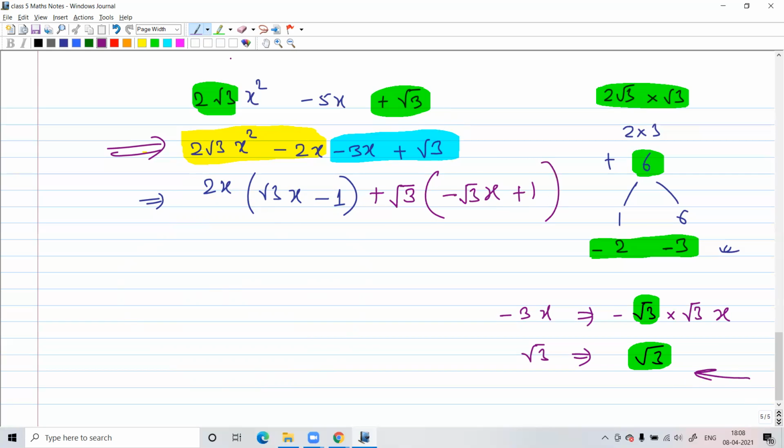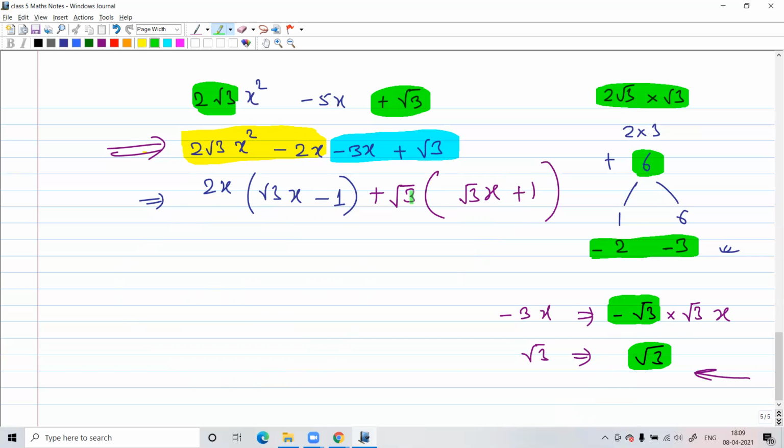Now, is this what we want? Do I want minus root 3x plus 1? When we do this kind of factorization, whatever is in the bracket here should be equal to whatever is in the bracket here, right? Both should be same, correct? Yes, sir. But that is not happening here. So what should we do? What mistake did I do? I should not have taken root 3 common, but I should have taken minus of root 3 common.